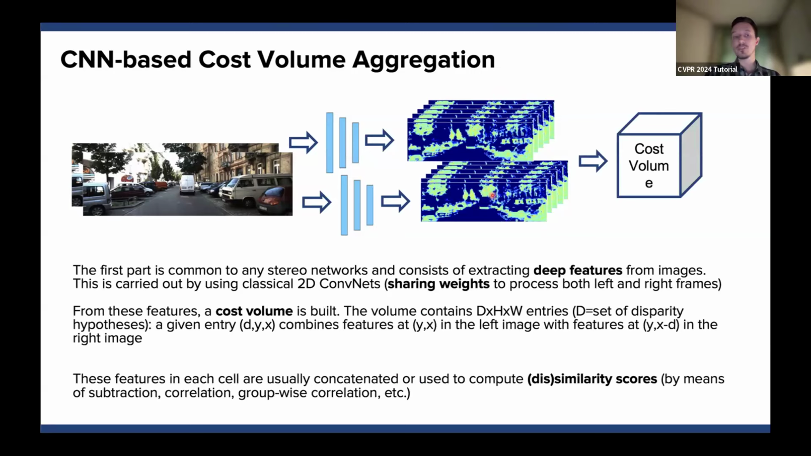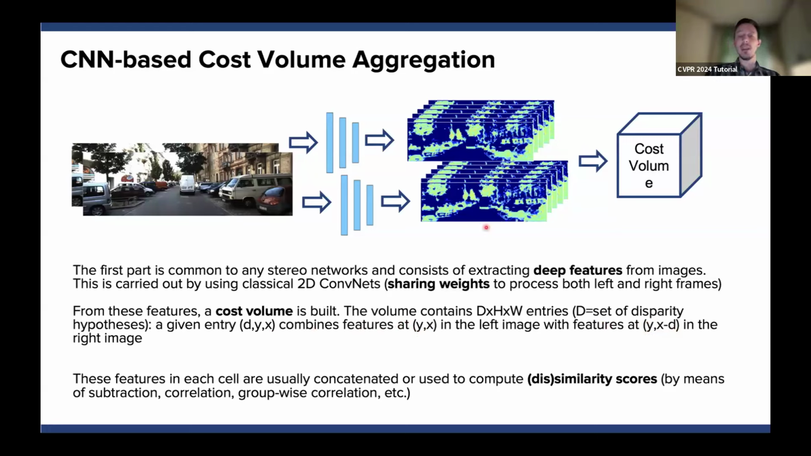So once we have extracted some features, we build the cost volume. The cost volume can be built depending on different strategies. The common strategy is, of course, to compare each pixel on the left image with a certain number of pixels on the right image. In particular, we assume this number of candidates as D, which is also the set of disparity hypotheses we are going to verify. And so, given the cost volume, any entry in the volume at D, Y, X is basically obtained by combining features at Y, X on the left image, and Y, X minus D on the right image.